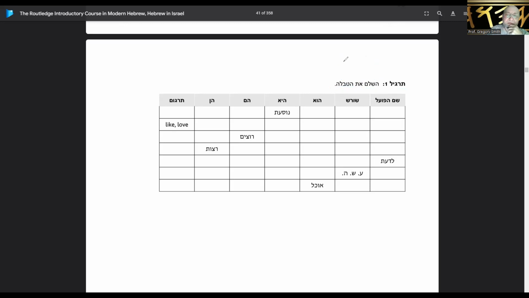Okay, so let's take a look at this table. Now this is almost like a puzzle, because of all these options here, we've got the Shem HaPoel, which is like the infinitive verb form. That's what they're going to put there. And then we have the Shoresh, which is the root. So there's a three-letter root that's going to go in there. And all of these right here are part of Hove, the present tense.